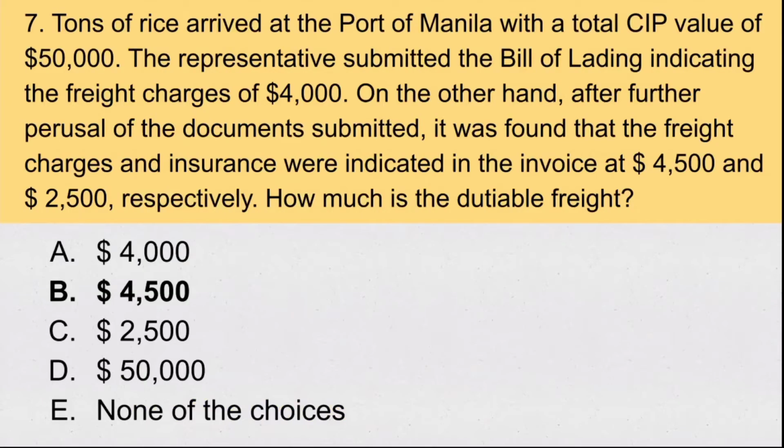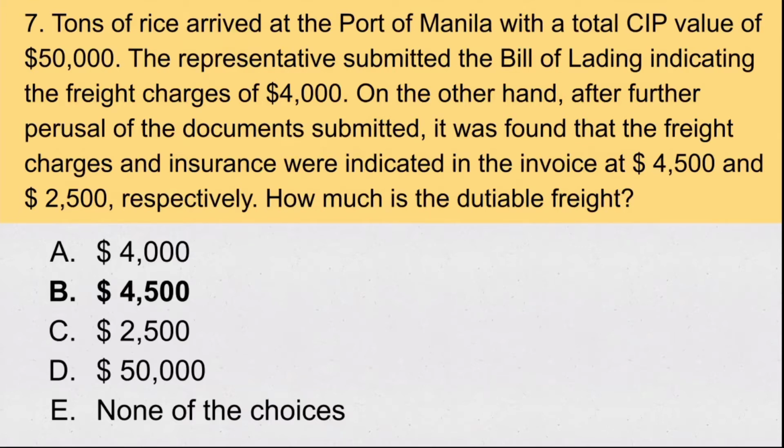So, the next problem, tons of rice arrive at the port of Manila with a total CIP value of $50,000. The representative submitted the bill of lading indicating the freight charges of $4,000. On the other hand, after further perusal of the document submitted, it was found that the freight charges and insurance were indicated in the invoice of $4,500 and the $2,500 respectively. How much is the dutiable freight? Letter A, $4,000, B, $4,500, C, $2,500, D, $50,000, or E, none of the choices. So our answer here is $4,500, which is letter B.